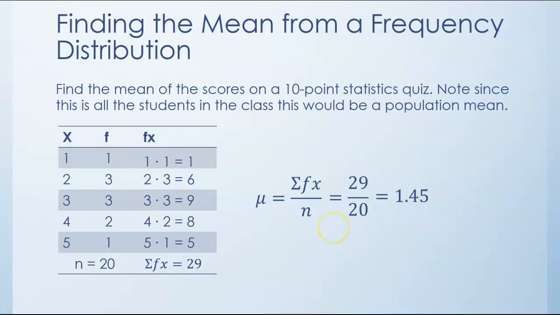And again, since my data values are all whole numbers, my x's are all whole numbers, I'm going to round this to 1 decimal place, one more decimal place than what my data is. And I would say that the average score for this test was a 1.5. Now, this was a 10-point test, so I think that we might end up having to revisit this particular topic, whatever it happened to be in that class.